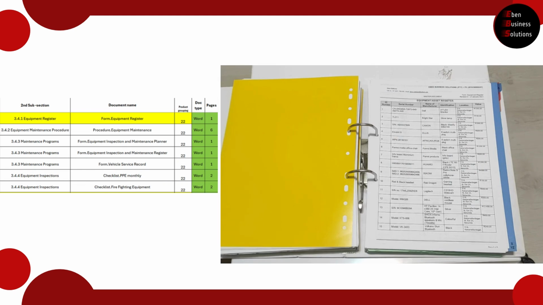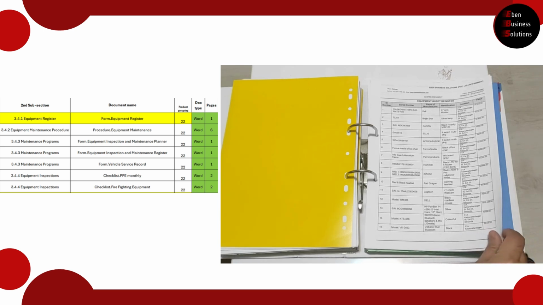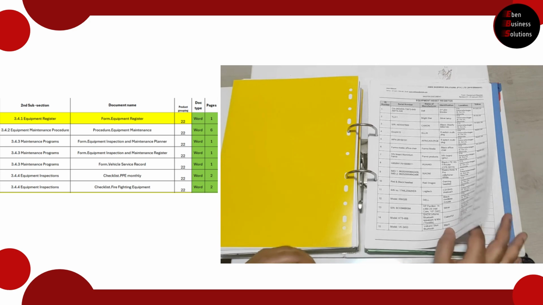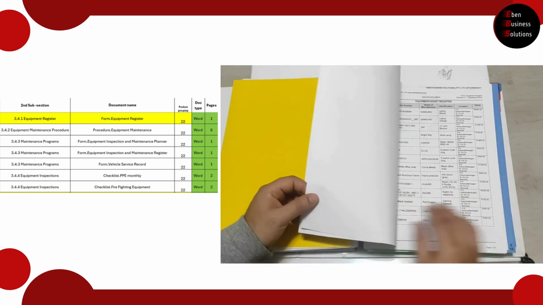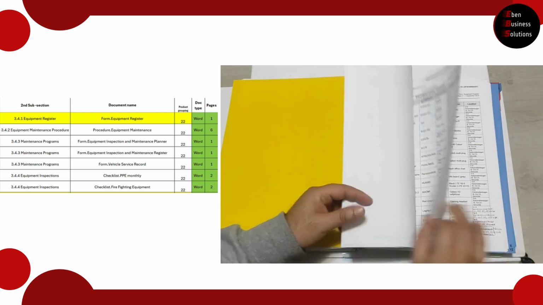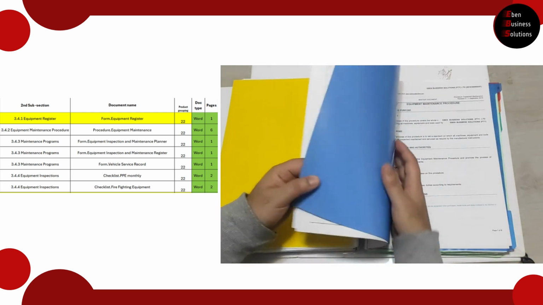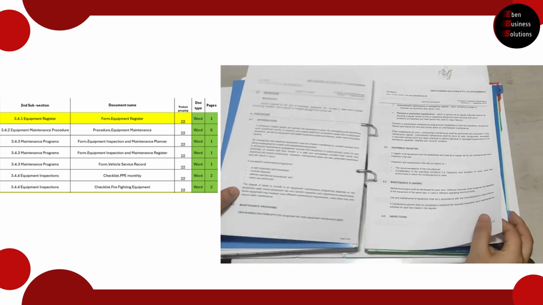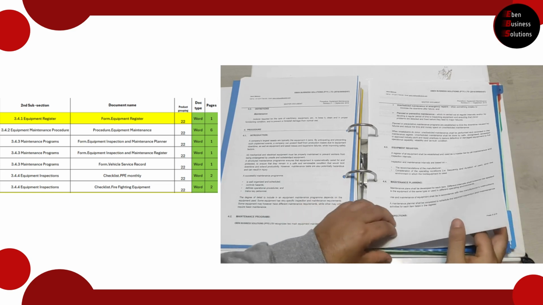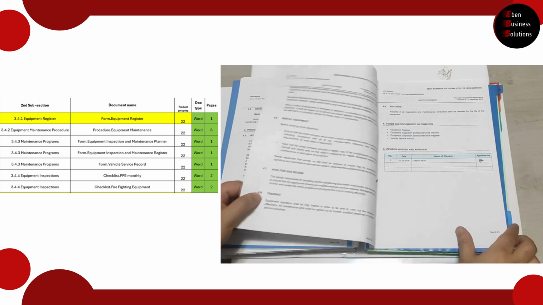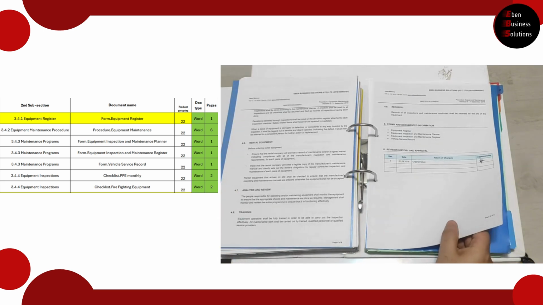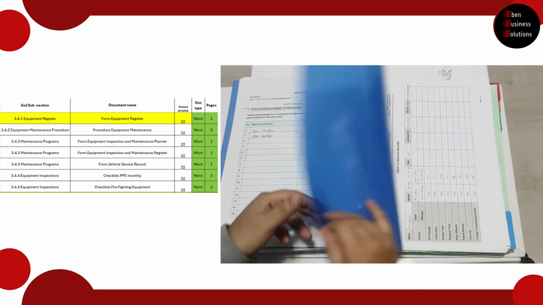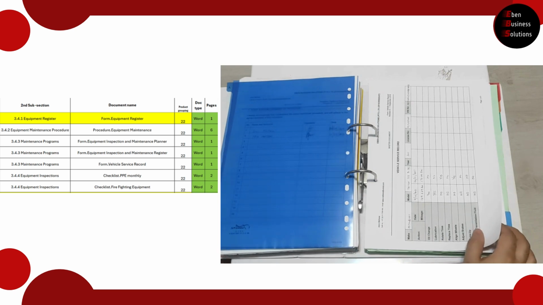3.4, plant, equipment and tools. We start firstly with the equipment register, where you acknowledge all the items that need to be inspected and where it's located, and you can update this on an annual basis. And then you've got the equipment maintenance procedure, which talks about identifying equipment that needs to be inspected and performing the inspection, and what is the training that's required thereof to perform those inspections.